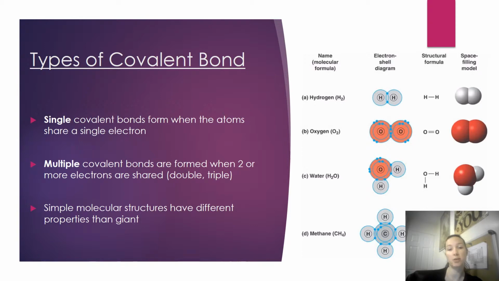Simple molecular bonds have different properties than larger, more complex structures. On the right you can see an example of some simple single covalent bonds being formed, as well as some multiple covalent bonds that are being formed.